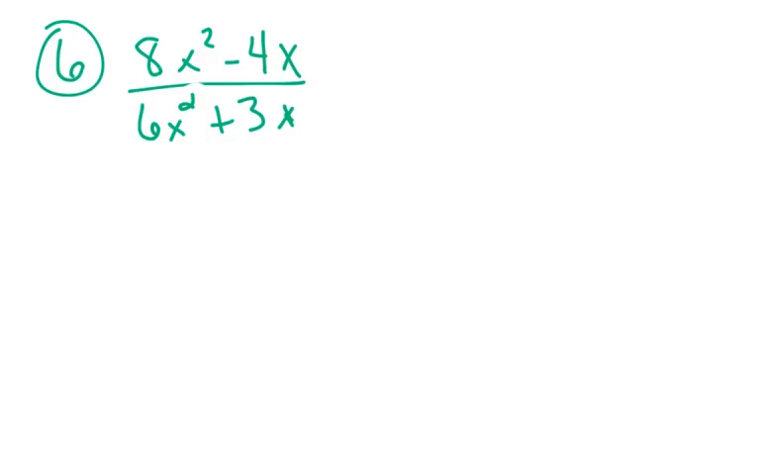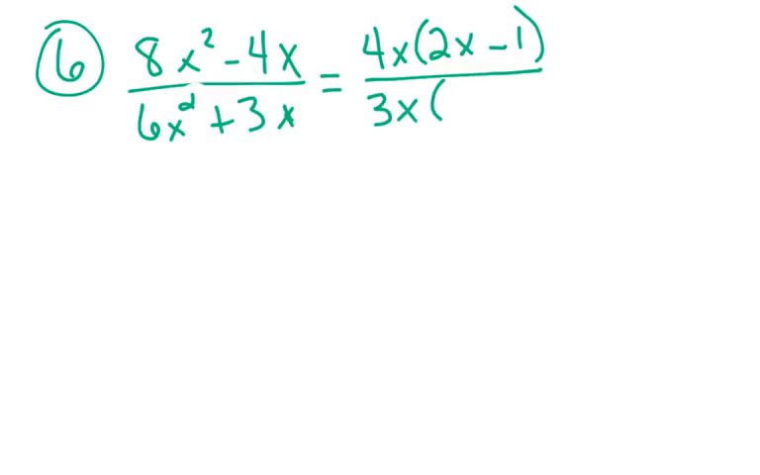All right, my denominator is 6x squared plus 3x. I'm going to go ahead and factor my GCF out of both the top and bottom. I've got a GCF of 4x on top, so that leaves me 2x minus 1. I've got a GCF of 3x on bottom. That leaves me 2x plus 1.